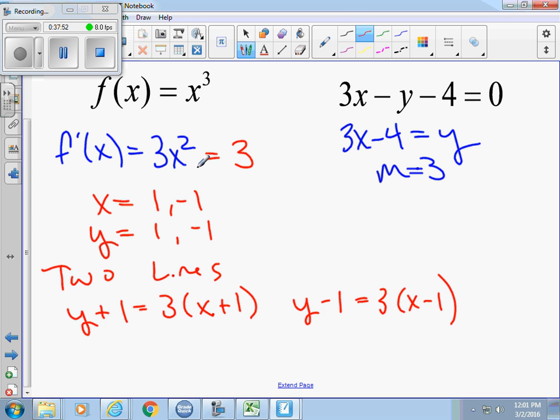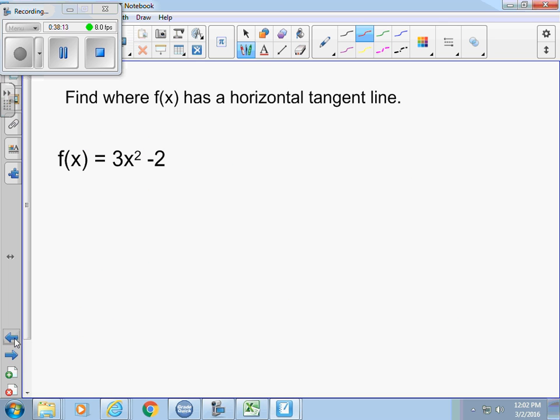How would you do it? I guess I should take the slope of that one. This f prime of x is m, right? It's the slope. And I want the slope to equal 3. Okay, that makes sense. Yeah. We don't need to do that.